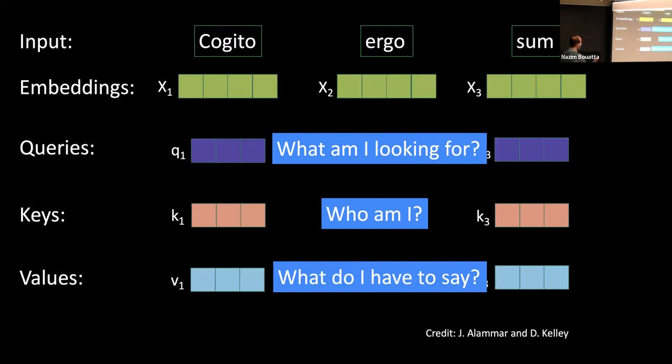So here, in fact, we will update those nodes, right? So I will be sitting at Cogito. I will use those queries, keys, and values to update the features at Cogito, and then at Ergo, and then at Zoom, and so on and so forth.